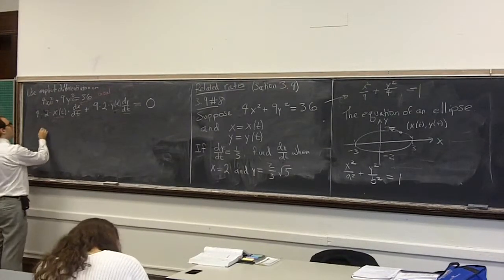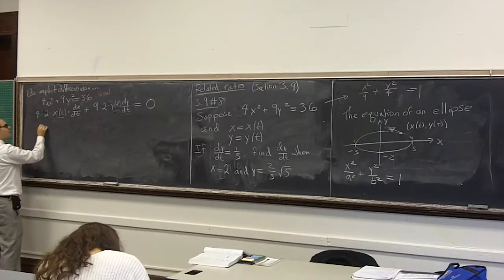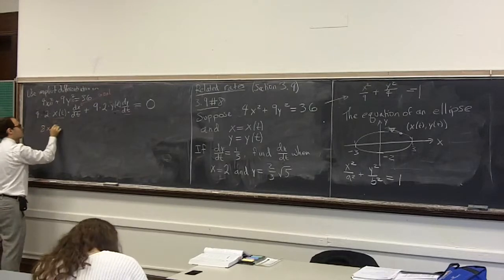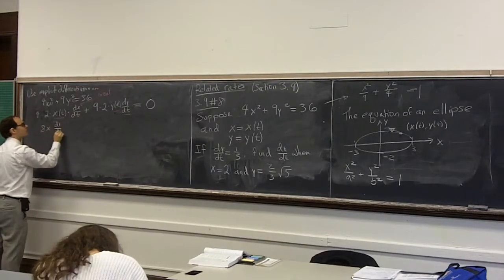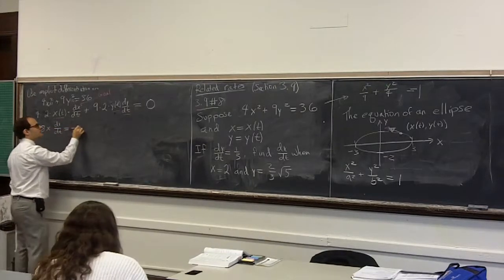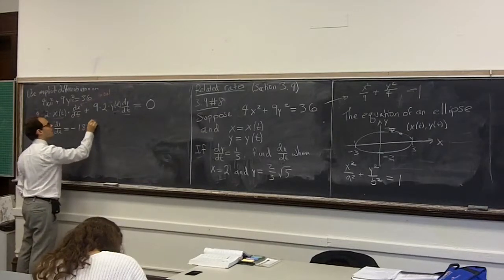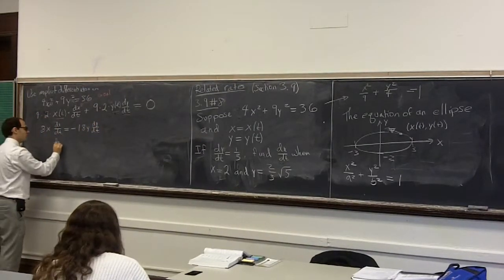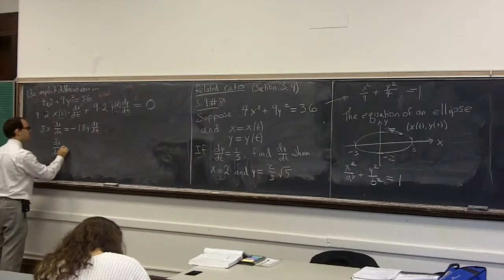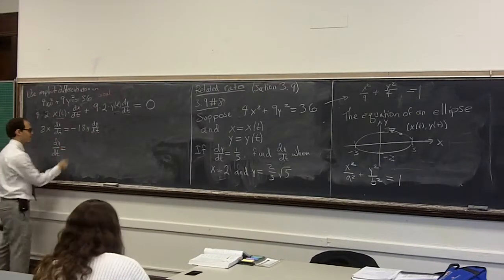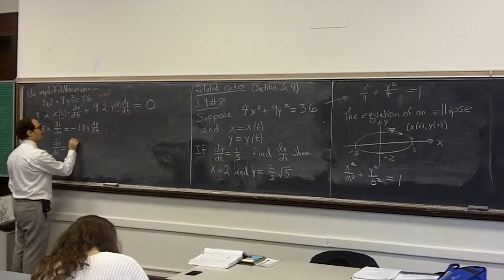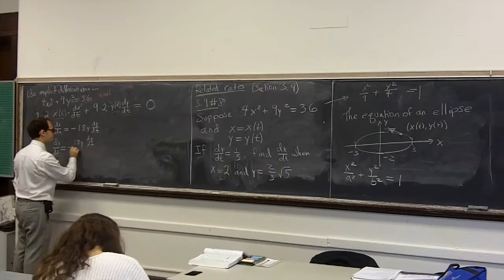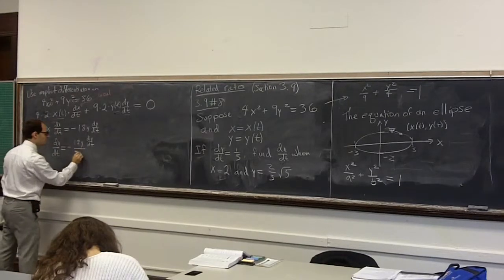So let's see. I'll do this in 2 steps. 8x dx dt is equal to minus 18y dy dt. And so dx dt is equal to minus 18y dy dt divided by 8x.